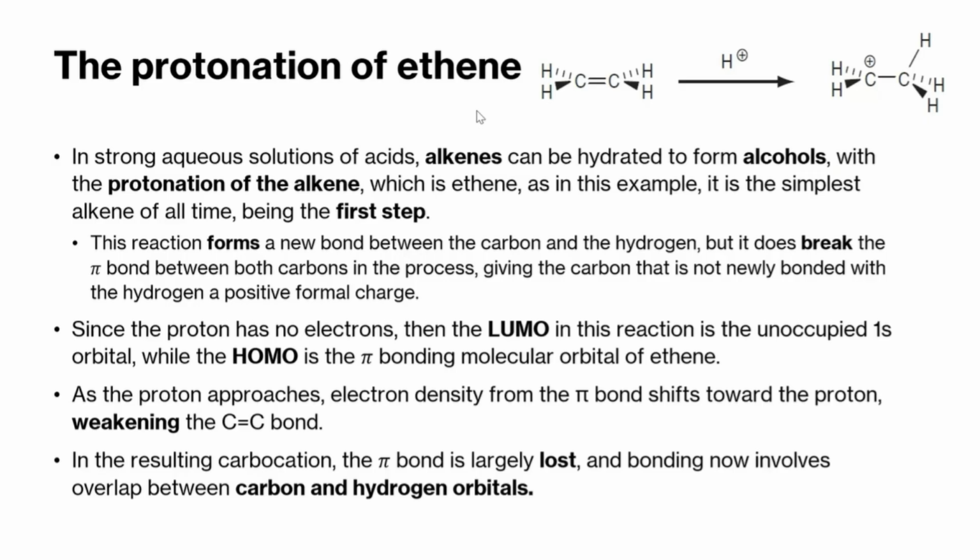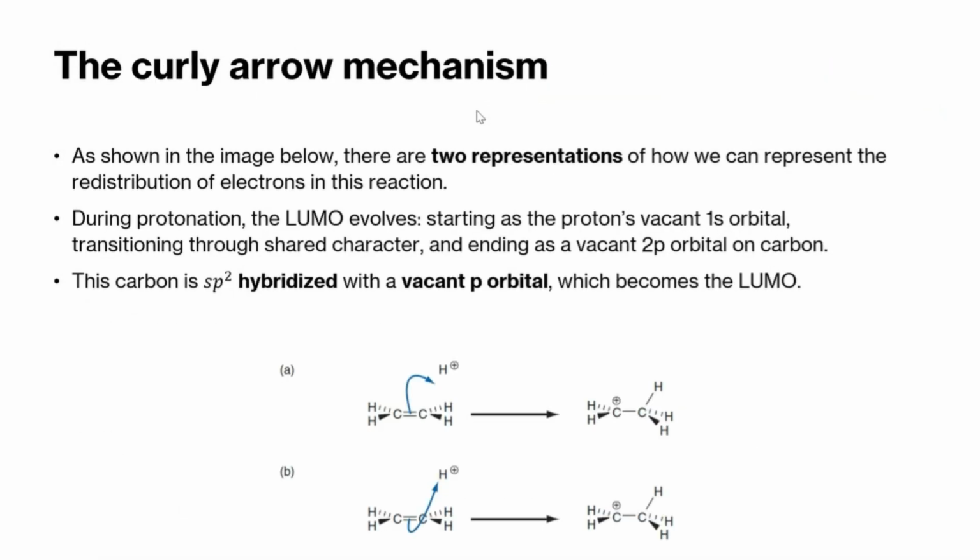So you can think of that proton pulling that electron density away and thus weakening the pi bond between both carbons. And of course, we're going to cover the curly arrow mechanism. There are two representations that we can go over. In our first representation, we draw the tail of the curly arrow on that double bond, and we draw it in between that right-hand carbon and the proton, which signifies a new bond.